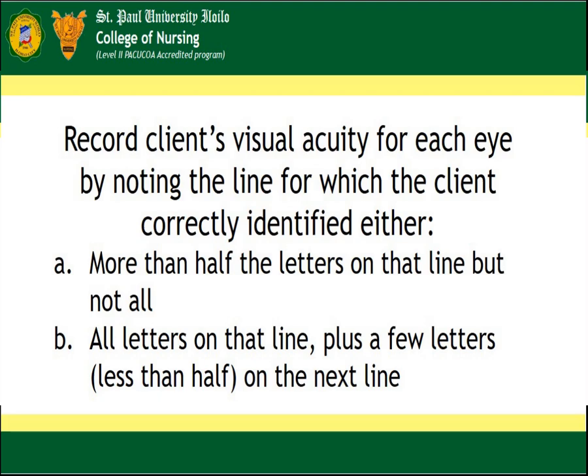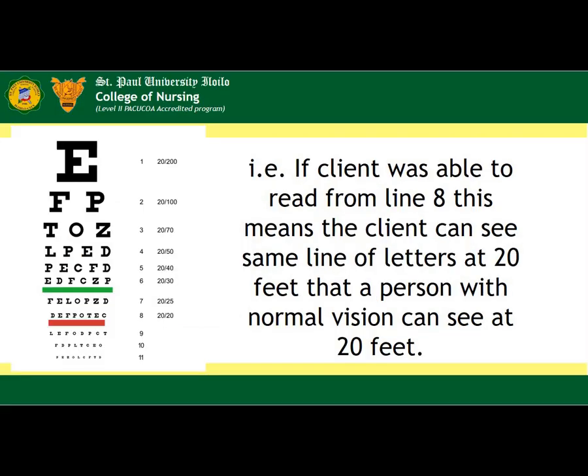Record the client's visual acuity for each eye by noting the line for which the client correctly identified either A, more than half the letters on that line but not all of them, or B, all letters on that line plus a few letters, less than half, on the next line. Client was able to read from line A, which means she has 20/20 vision, meaning Mylene can see the same line of letters at 20 feet that a person with normal vision can see at 20 feet.